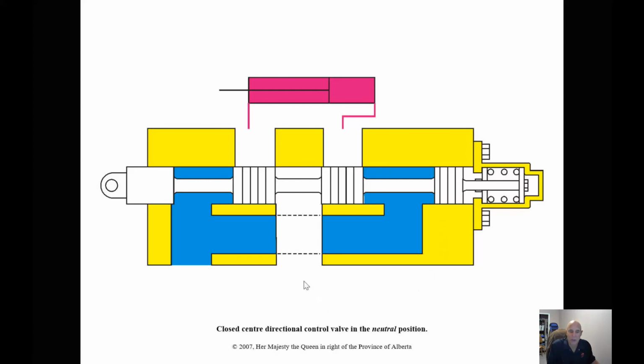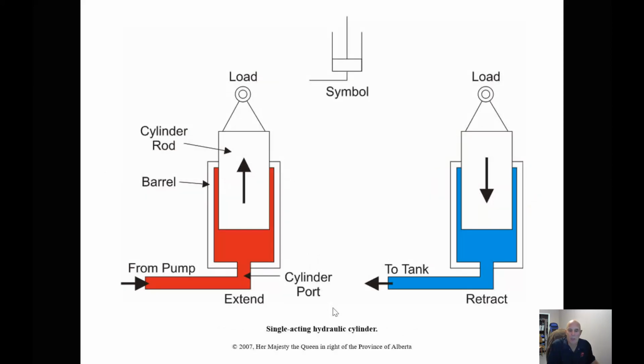Compared to a closed center system, which we looked at earlier. Now, single acting hydraulic cylinders. So pressure comes in from the pump, pushes the cylinder up. The load on the top, when we take the pressure away, the cylinder is going to drop back down. We might see this on a gravel truck, for instance. We may have a single acting cylinder to lift the box.